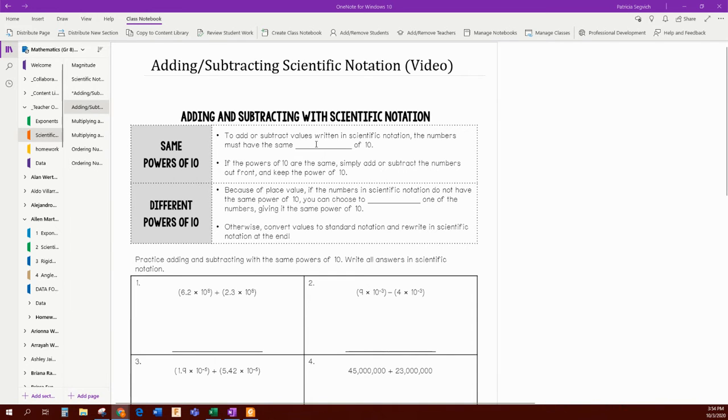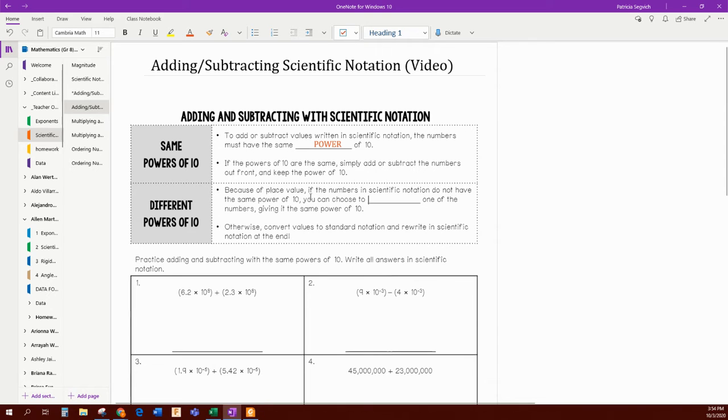So let's start. To add or subtract values written in scientific notation, their numbers must have the same power or exponent of 10. I'm going to make that red so it kind of sticks out. Okay. So they must have the same power of 10.